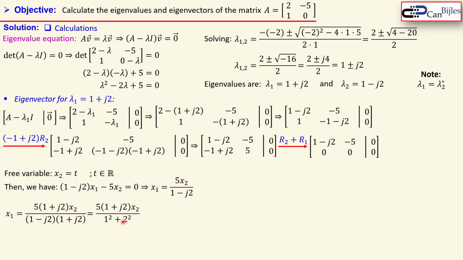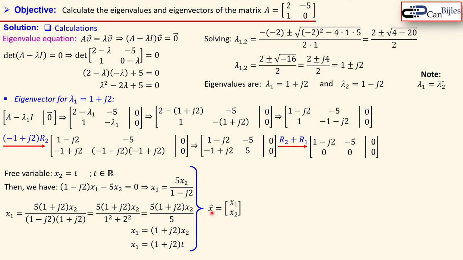So 1 squared plus 2 squared is 5, and this 5 will also cancel each other out. So we have only here, as can be seen here, 1 plus j2 times x2. And x2 was t, so we can also write it down like so. Now we can take this all together and create this vector x, which will be x1 and x2, where we have the x1 here and the x2 here in terms of t. So we can substitute that, and we also have the t outside this vector.